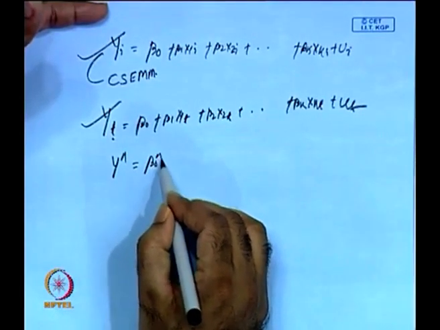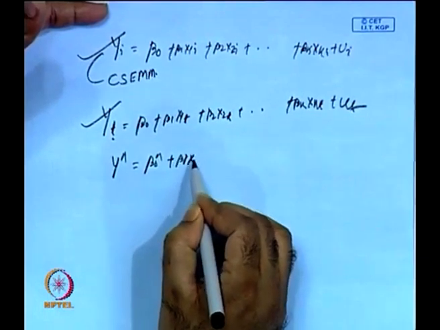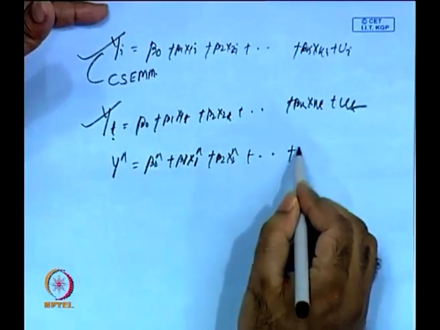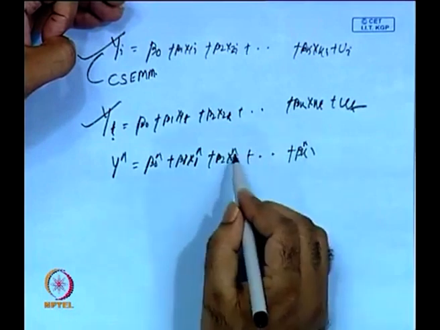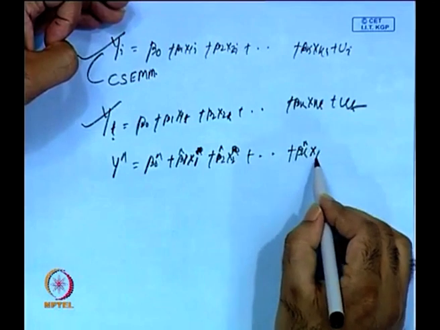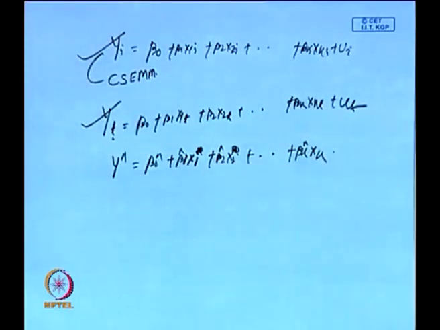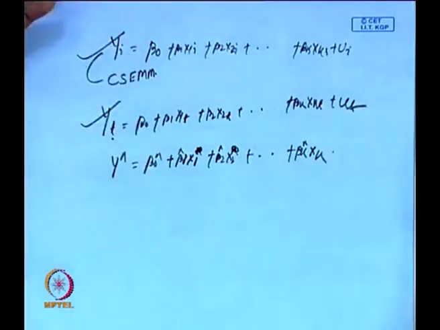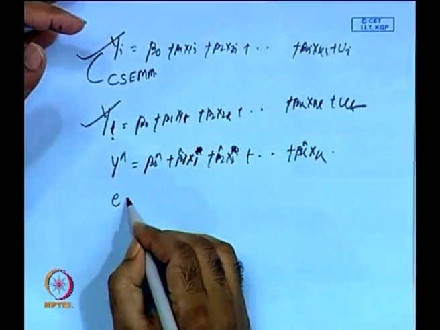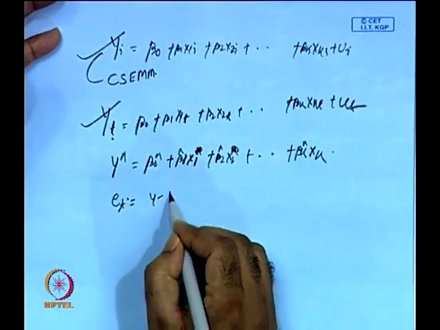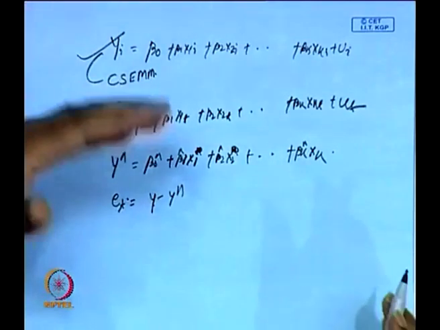y hat equals beta 0 hat plus beta 1 hat x 1 plus beta 2 hat x 2, continuing up to beta k hat x k. Obviously there is no error term. The moment you get the estimated model, the error term is automatically removed, but we can get the error term. The error term is nothing but u_t, or you can call it e_t, no problem at all. So e_t equals y minus y hat. Ultimately we can get the error component.